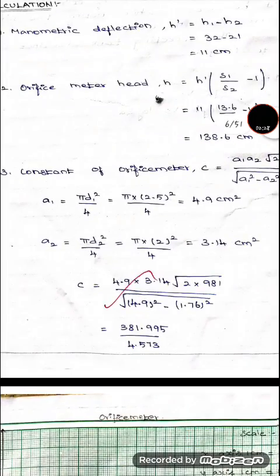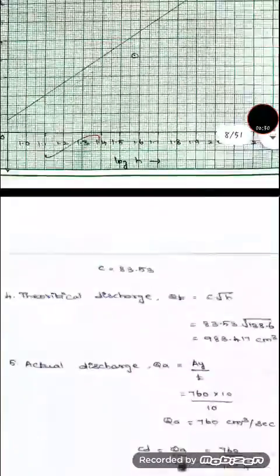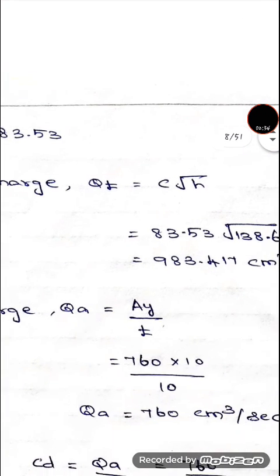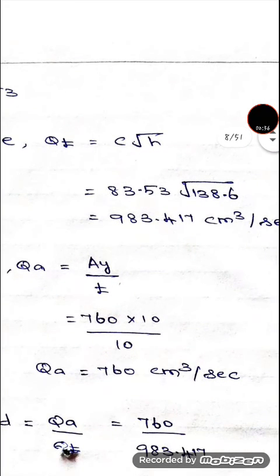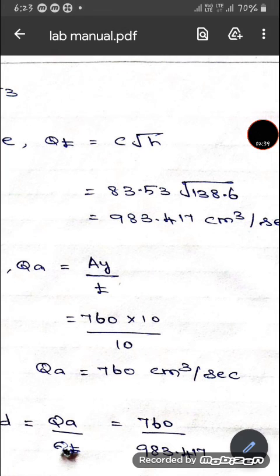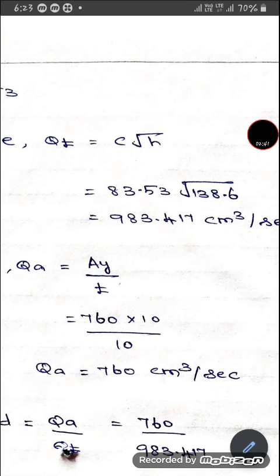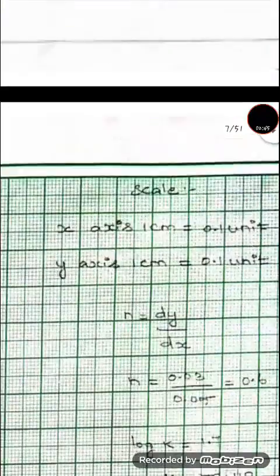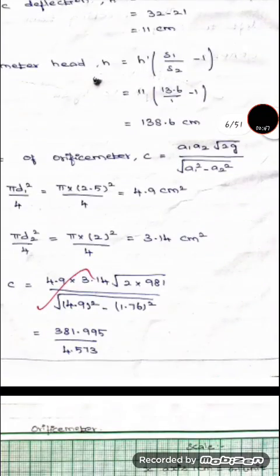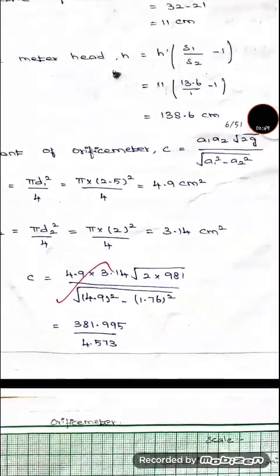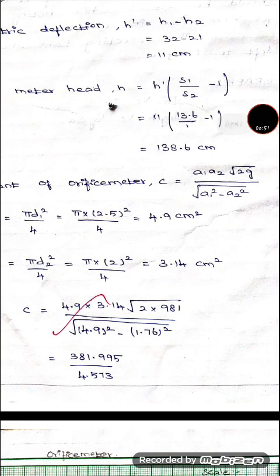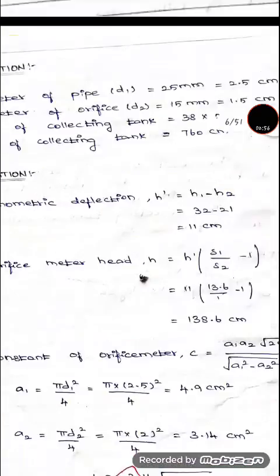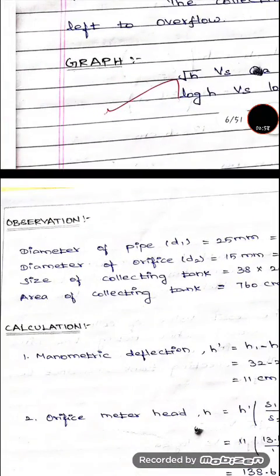Then the constant for the orifice meter has been calculated to calculate the theoretical discharge. Here theoretical discharge Q_T is equal to C into root H, where C is the orifice meter constant and H is the head of the orifice meter. For that we need to calculate C. The formula for C is A1 A2 into root 2g divided by square root of (A1 square minus A2 square). Here A1 and A2 are the areas of the pipe and orifice.